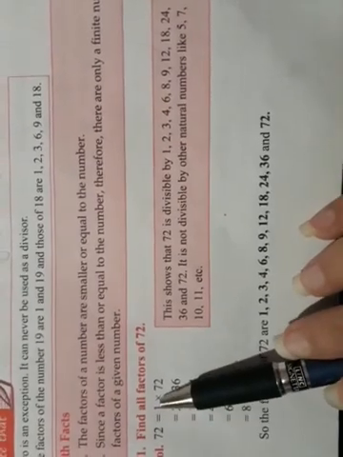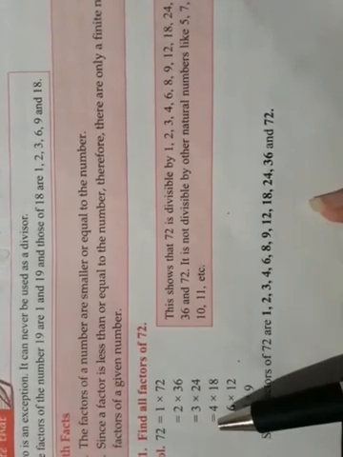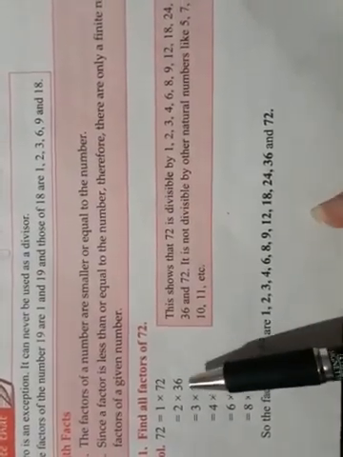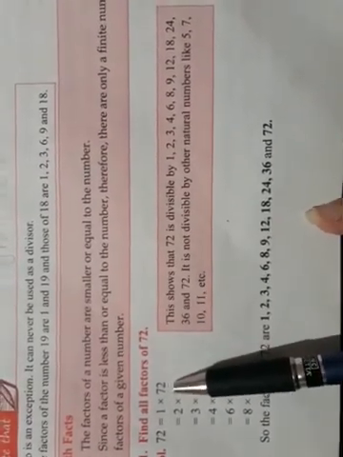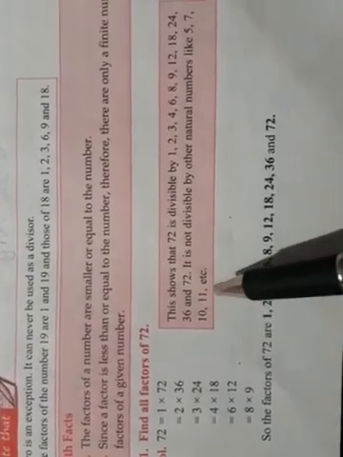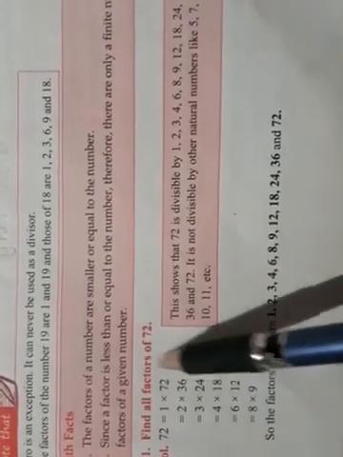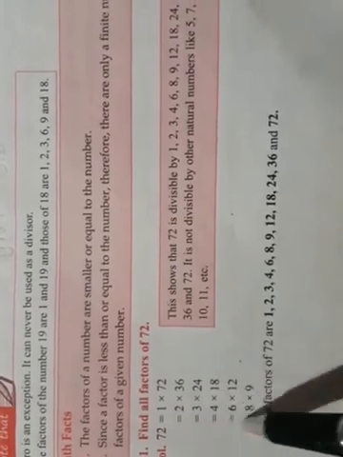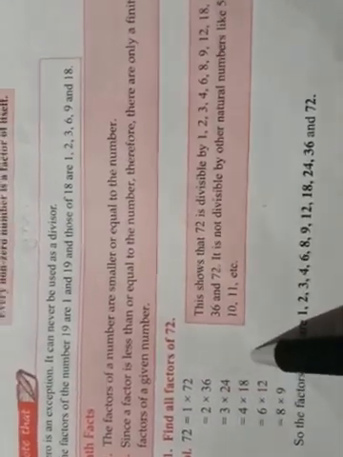So this shows that 72 is exactly divisible by 1, 2, 3, 4, 6, 8, 9, 12, 18, 24, 36 and 72. It is not divisible by other natural numbers like 5, 7, 10, 11, etc. So we can say that these all are the factors of 72, and when 72 is divided by any of these numbers, it will not leave any remainder.